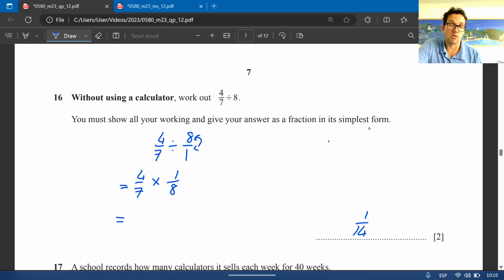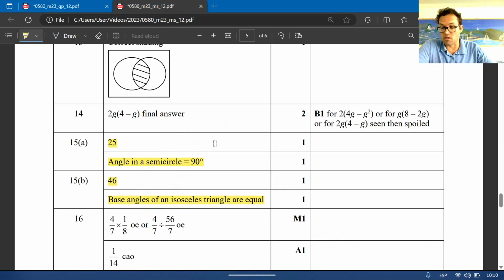Now it's easy. Multiplying fractions is easy as pie. 4 times 1 is 4. 7 times 8 is 56. Divide top and bottom by 4 and we get 1 over 14. Now I get full marks.